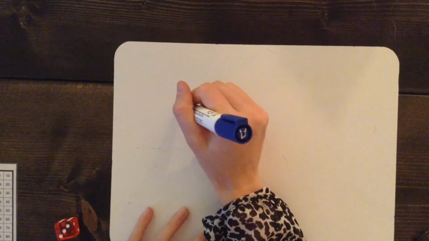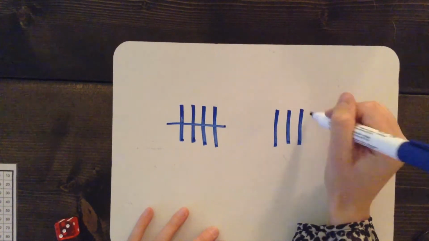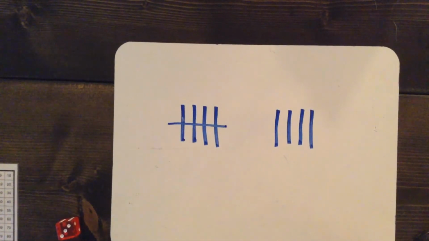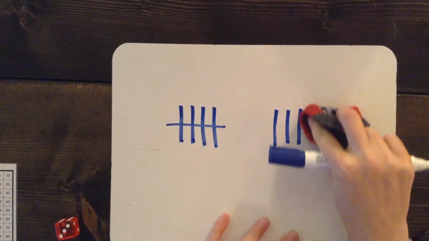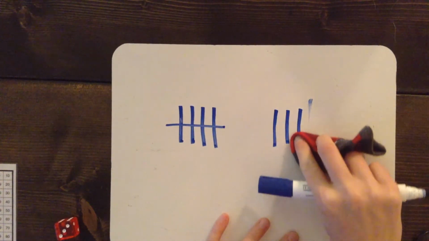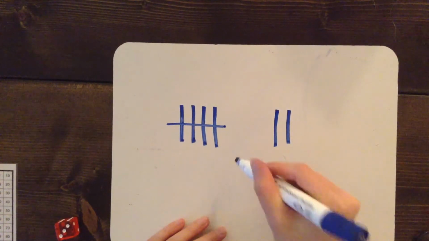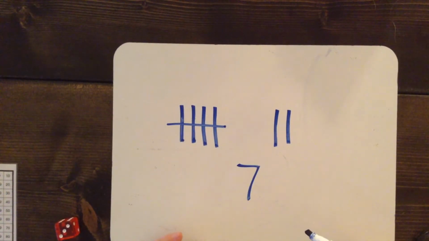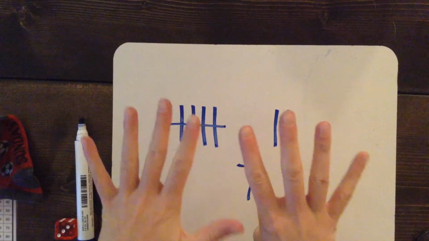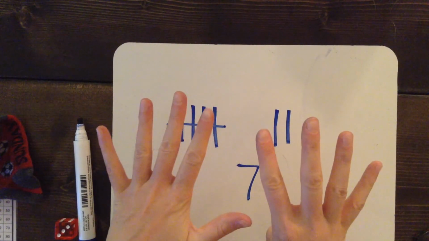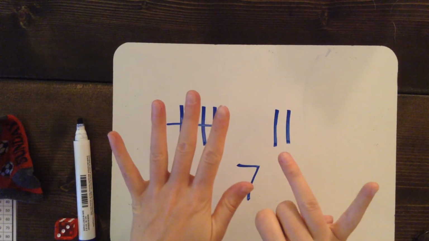Here's 9 tally marks. 5, 6, 7, 8, 9. Now what we have to do is make it 2 less. Erase 1, and now erase another. How many tally marks are left? 5, 6, 7. We have proven that when you start at 9 and get 2 less, you end up at 7. Here's what it looks like on fingers. 9 fingers, 1 less, 2 less, now we're at 7.